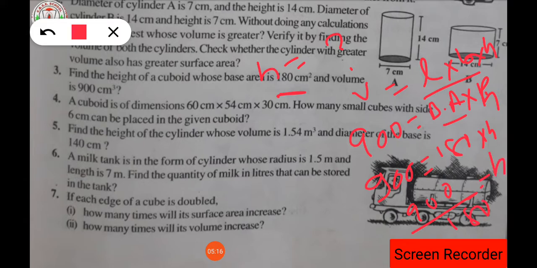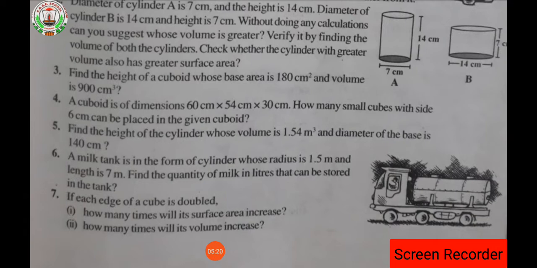We will get the value of height in question number 3. Clear? Next, question number 4. In question number 4, it is said that a cuboid of dimensions 60 centimeter, 54 centimeter, 30 centimeter is given. That means length, breadth and height of the cuboid are given, that is 60 centimeter, 54 centimeter and 30 centimeter respectively.